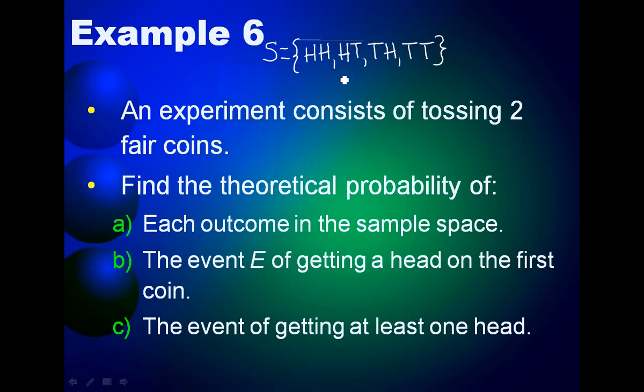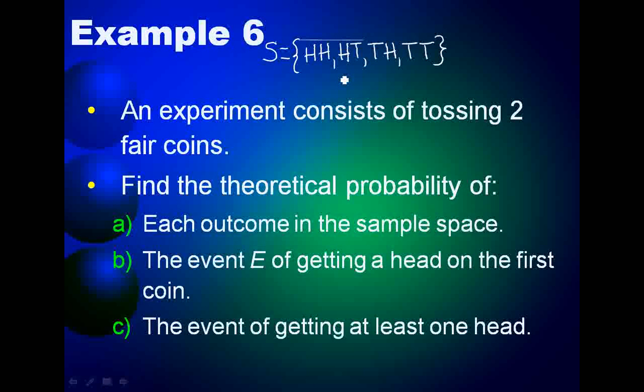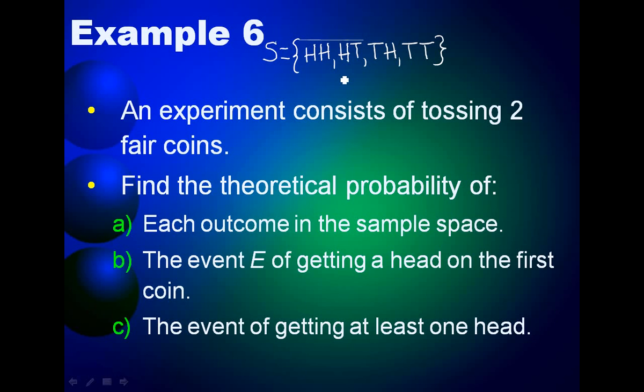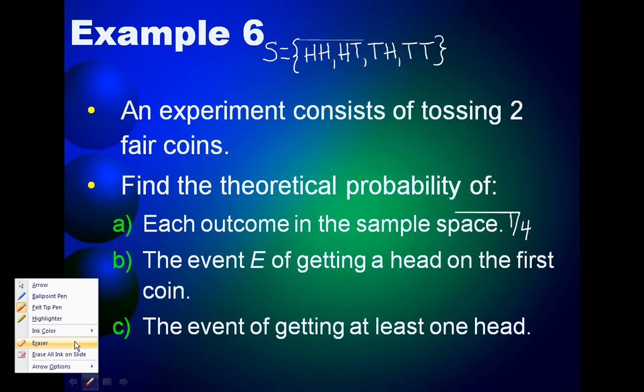Alright, so the theoretical probability of each outcome in the space. Heads, heads occurs 1 time out of 4. Heads, tails 1 time out of 4. Tails, heads 1 time out of 4. So each outcome in that sample space has a theoretical probability of 1/4.